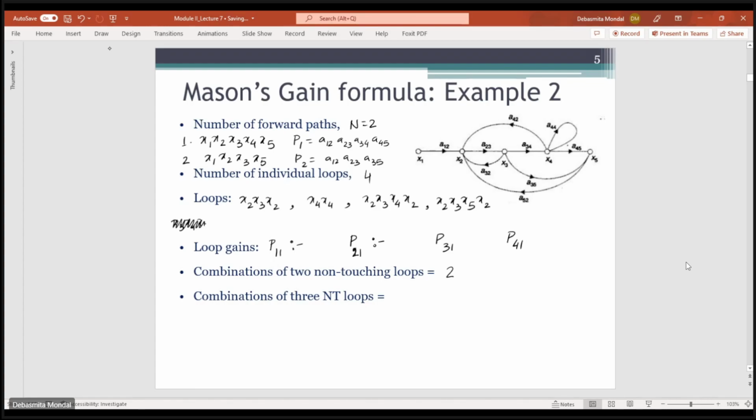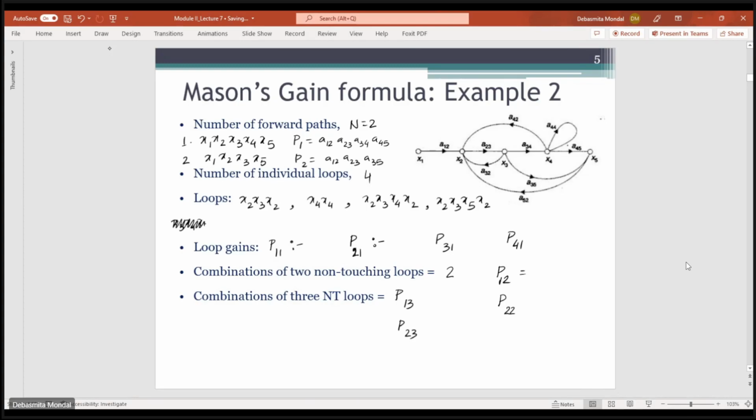Once you have found this, the next step is to find the total loop gain. This will be equal to the gain product of the pairs of two non-touching loops. If you have two pairs of two non-touching loops, you will find the values of P11 and P22. Now if there are combinations of 3 non-touching loops, you will find the values of P13, then P23, depending on how many 3 non-touching loops there are.